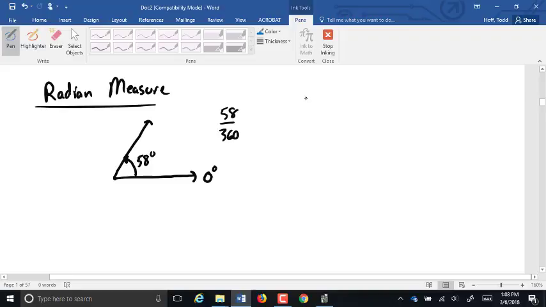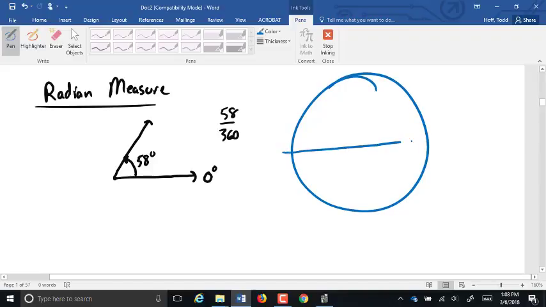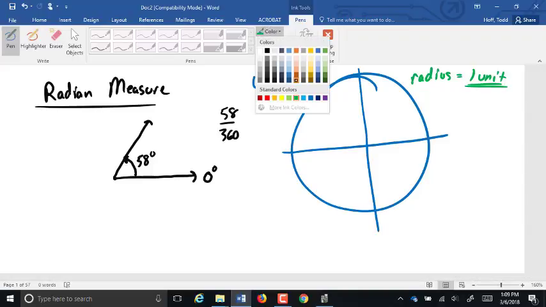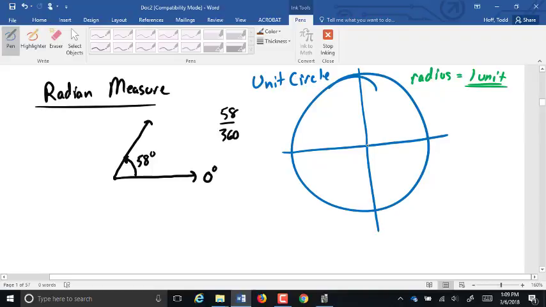When we talk about radian measure, what we're actually looking at is a circle. There's actually a special type of circle called the unit circle. It's called the unit circle because its radius is equal to 1 unit. The way radian measure works is we'll use this 0 point as our starting point, referred to as the initial side. And let's say we have that 58 degrees of our angle of rotation.